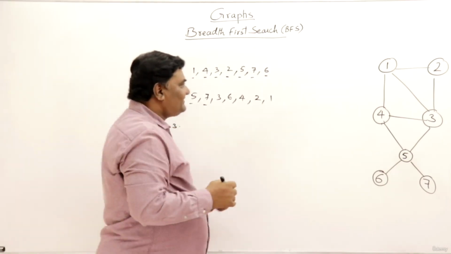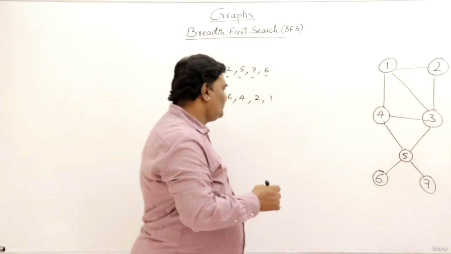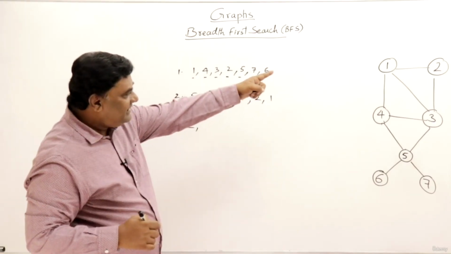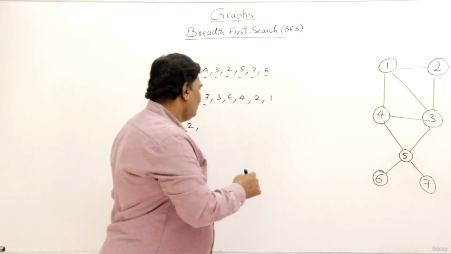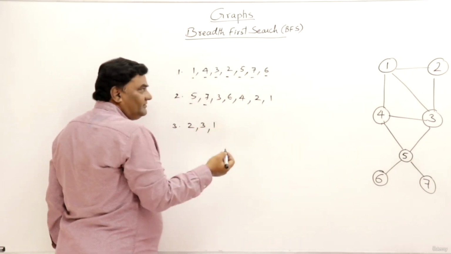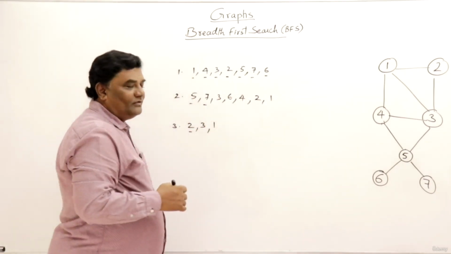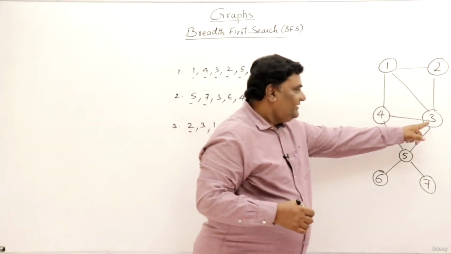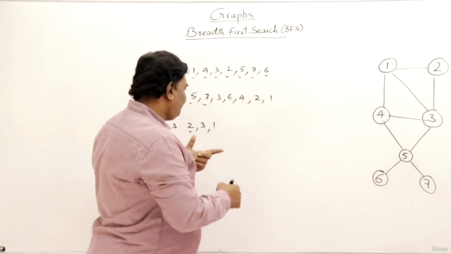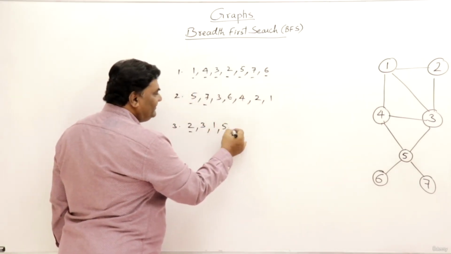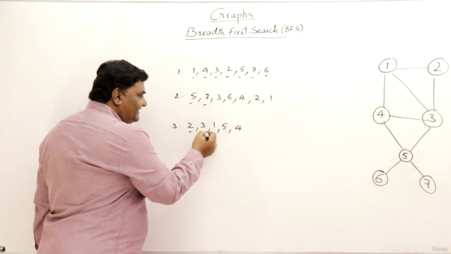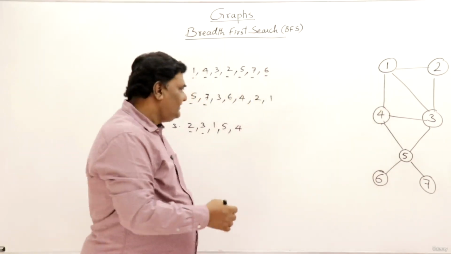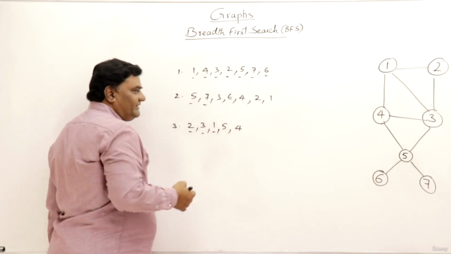Next, the third one. I'll start from vertex 2. First visit vertex 2. Start exploring 2. Adjacent vertices are 1 and 3. I'll take 3 first, then 1. Okay, valid. 2 is explored. Now start exploring the next one. Which one? 3. From 3, 4 and 5. So I will take first 5, then 4. Okay, 5, then 4. No problem. 3 is explored. Now start exploring 1. From 1, 2 and 4 are already visited. So 1 is already explored.